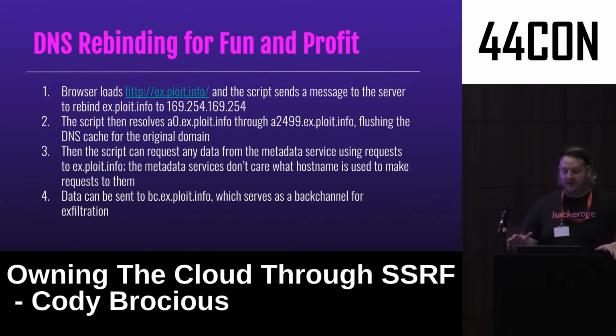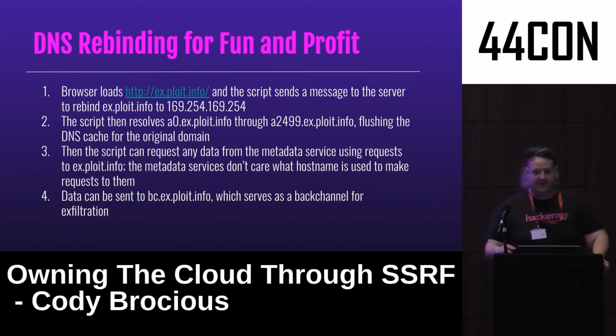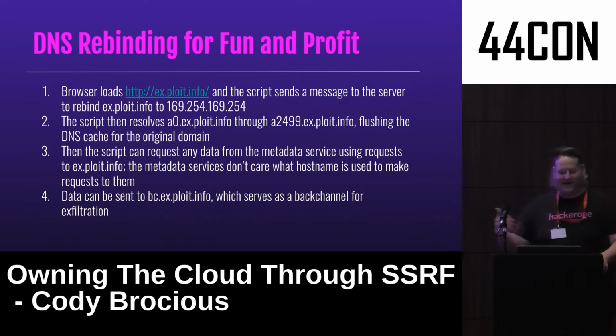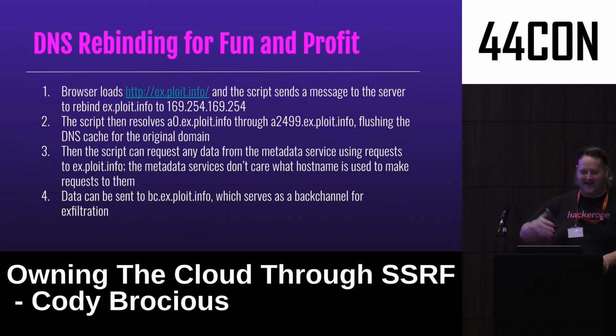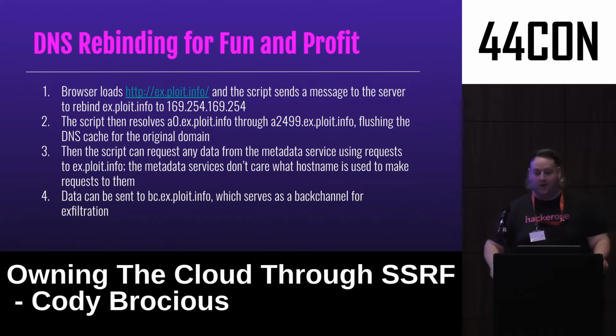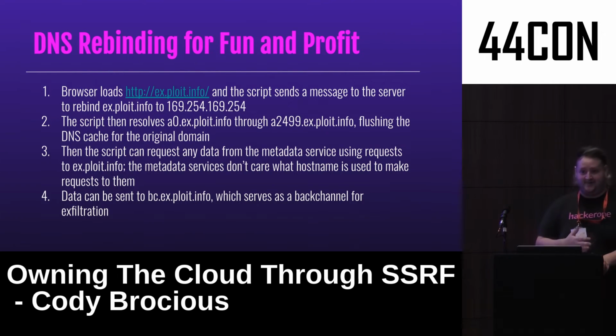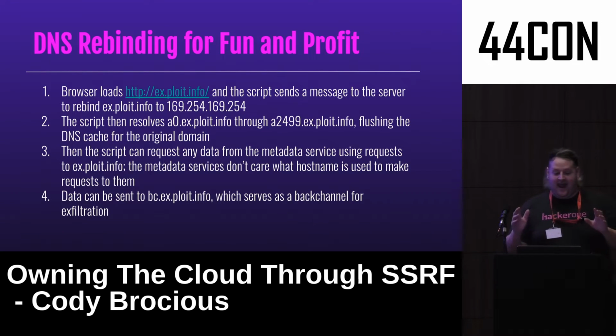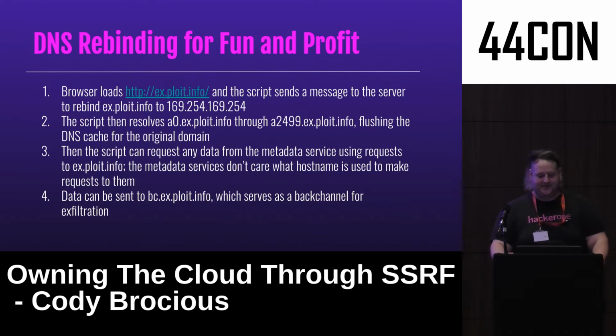At this point, the browser, if it tries making requests to exploit.info, is still going to hit the original server. The reason is that Chrome has its own DNS cache, but it's only limited to 2,500 entries. So if we just open a0.exploit.info through a2499.exploit.info, we just blow away the entire DNS cache. And now, whatever request we make is going to make a new DNS request.